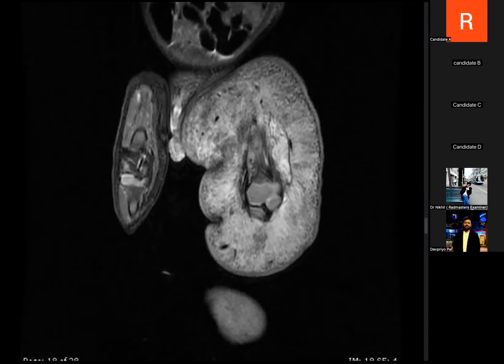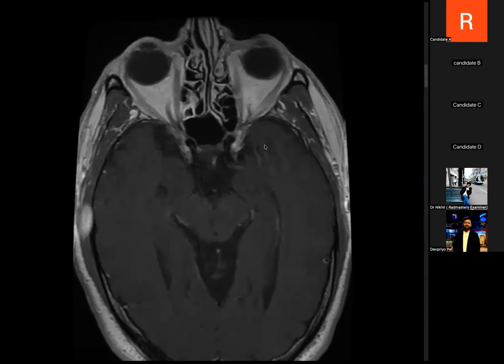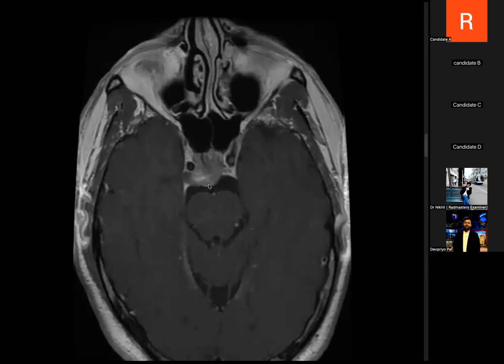Yeah, so I think in this case also you did pretty well. This was a case of clival chordoma. You were pretty good to pick up on the CT. And do you know why it's appearing bright on T1? Not sure. Mucoid content, I can't recall. The mucoid stroma, that is the reason for T1 bright.